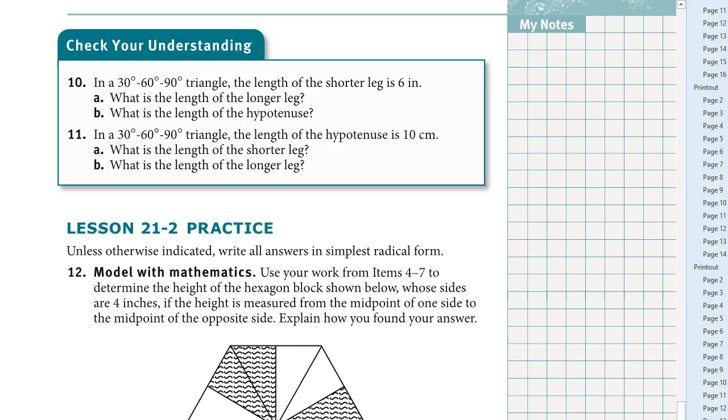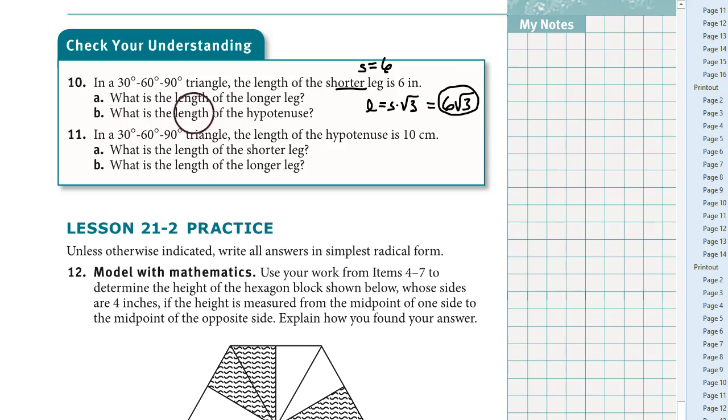Let's move ahead to the check your understanding questions and work on number 10. In a 30, 60, 90 degree triangle, the length of the shorter leg is 6. So we were using the letter S to represent that in the formula, so we're saying that S is 6. Question A, what is the length of the longer leg? So the formula we need is L equals S times the square root of 3. And make our substitution for S, and we have the answer.